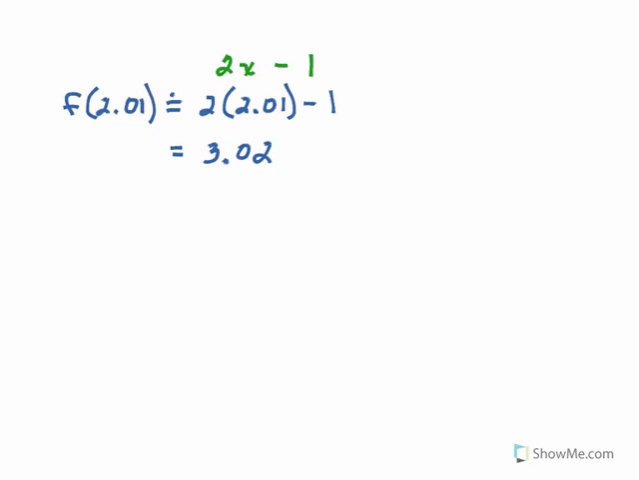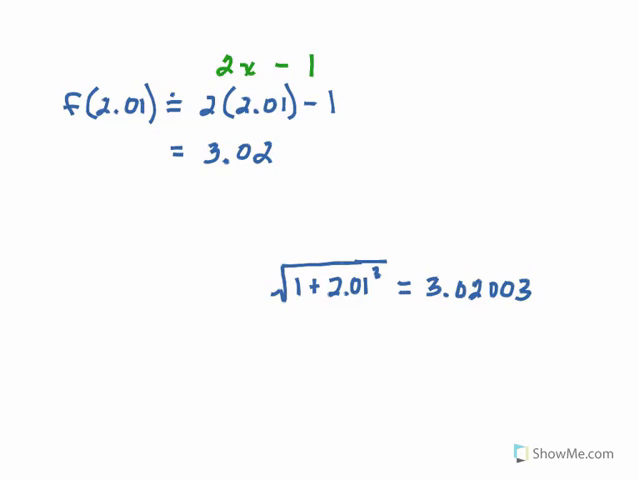Now, just for kicks, try this in your calculator. Go ahead and do in your calculator square root of 1 plus 2.01 cubed. Go ahead and try that in your calculator. See what you really get. I have it out to a few decimal places, 3.02003. See how close that is to what we obtained through the linearization?